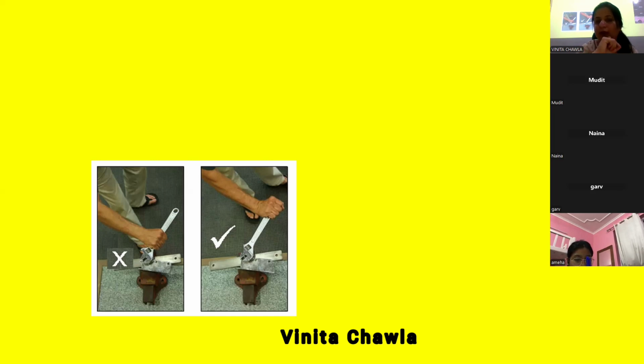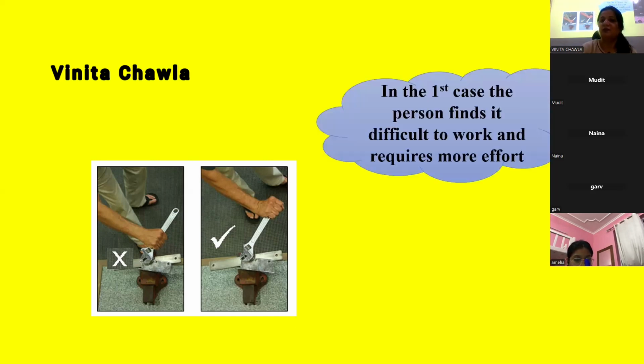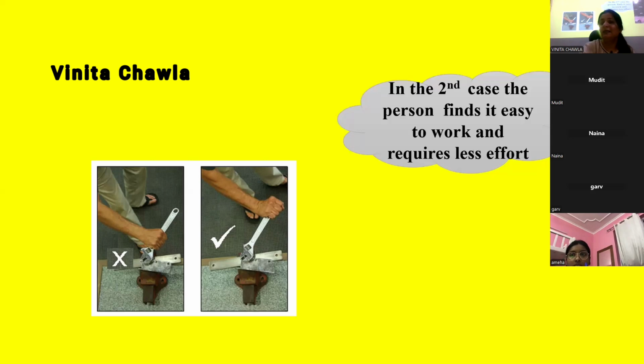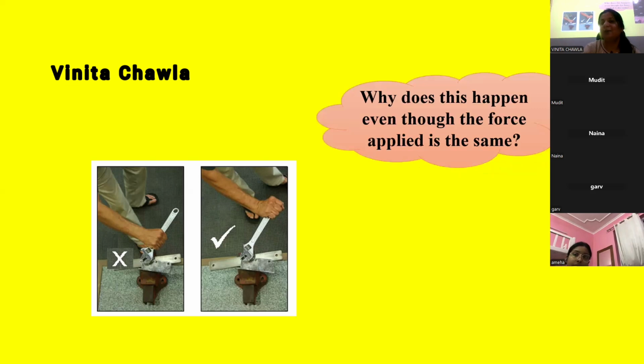So in the first case, the person finds it difficult to work and requires more effort. While in the second case, the person finds it easy to work and it requires less effort. Okay. So why does this happen even though the force applied is the same?